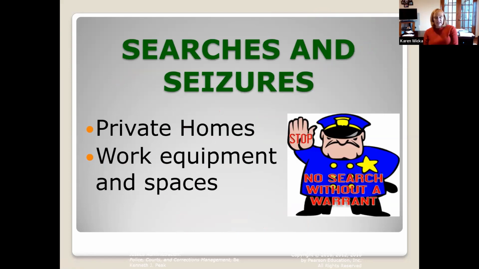Now, search and seizures. Police officers have the same rights in their home, private home, as average citizens. You can't just go into somebody's home and search it without a warrant. But what about your work equipment and workspace? So my office at college, can they come in and search my office? Well, employees' offices within the business have less Fourth Amendment protections than somebody's private home. So in many situations, employers can go through people's workspaces and look at them, and you don't necessarily have a Fourth Amendment search and seizure.